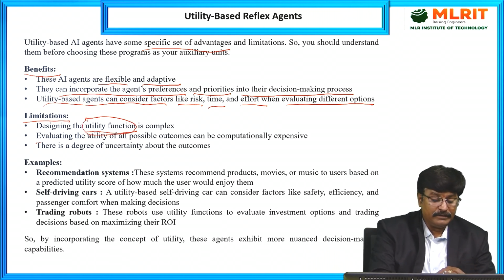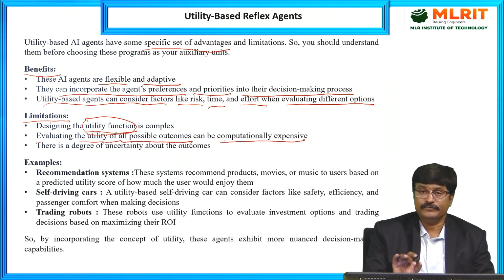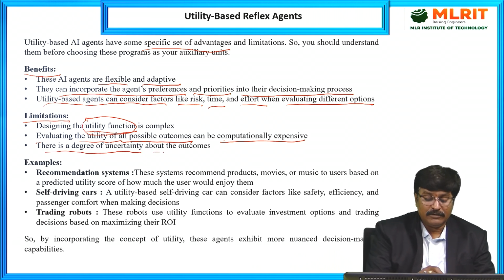Evaluating the utility of all possible outcomes can be computationally expensive, because the more computation is going on, the more expensive it is. There is also a degree of uncertainty about the outcomes sometimes. So these are a few limitations in these cases.